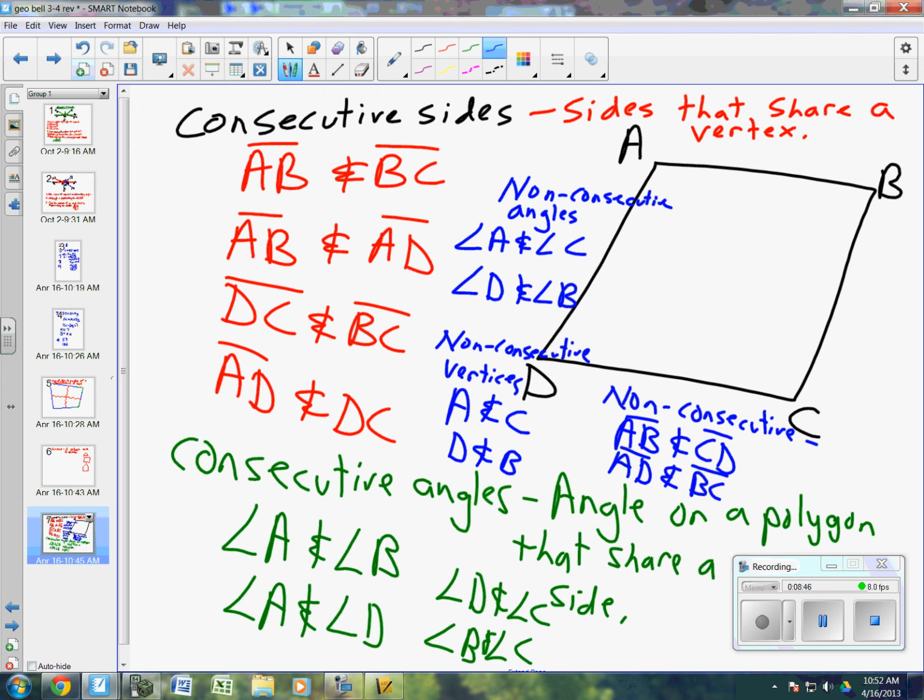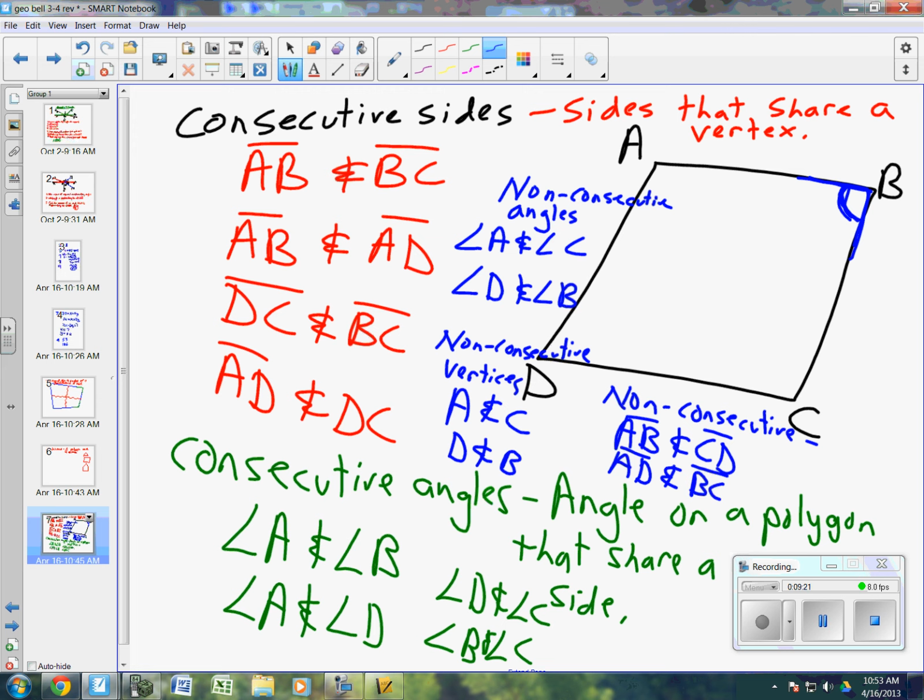Okay, Lena said it right there. A vertex is a point, whereas an angle is the sides and the point, right? It's the measure in between here. So an angle is a side, a point, and a side, whereas a vertex is just the point. Got it? But when I said non-consecutive angles, angle B and angle D are non-consecutive angles, but also point B and point D, which we call vertices, are non-consecutive.